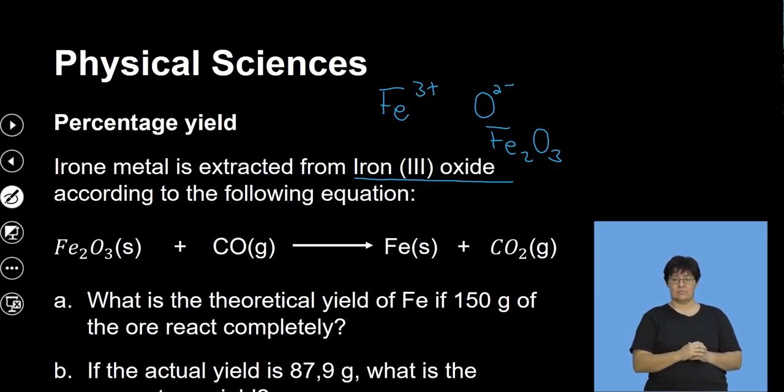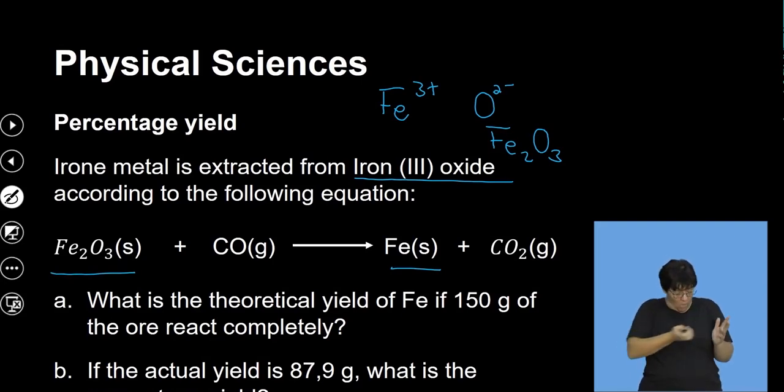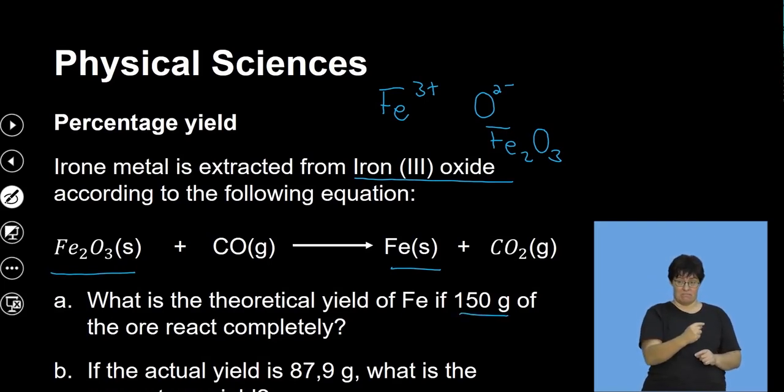This oxide reacts with carbon monoxide to give us iron metal and carbon dioxide gas. So the process involved here, our main product of interest is the iron metal. So we want to extract iron from its ore. So that's the equation. Now the question is, what is the theoretical yield of iron if 150 grams of the ore reacts completely? So if it reacts completely, we're saying if this reaction reaches completion, what is our theoretical yield? So we're going to use the stoichiometric ratio in which these substances react to try and determine that.